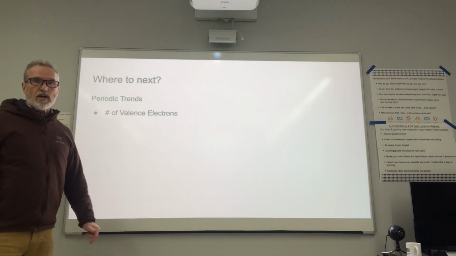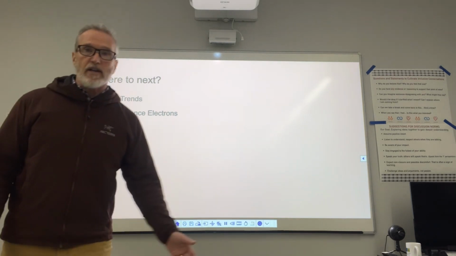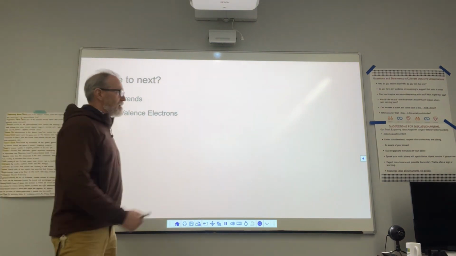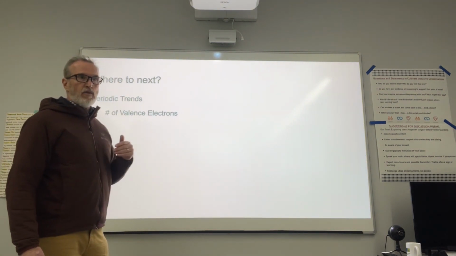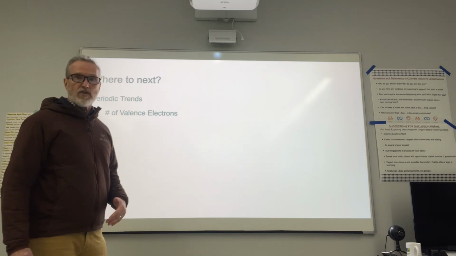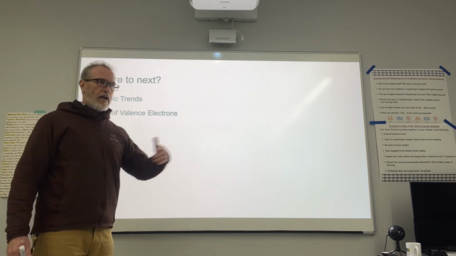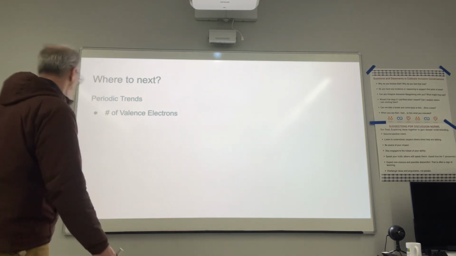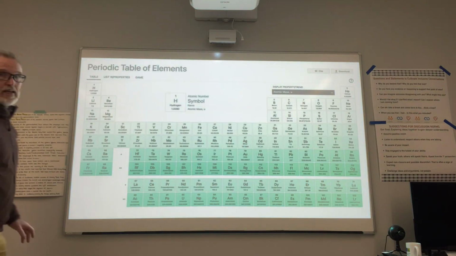Number of valence electrons. The number of valence electrons is a periodic trend. We start with the alkali metals on the left-hand side of the periodic table, and we have 1 valence electron in the S sublevel. And then we have 2 valence electrons for the alkaline earth metals, and so on as we progress across the periodic table.